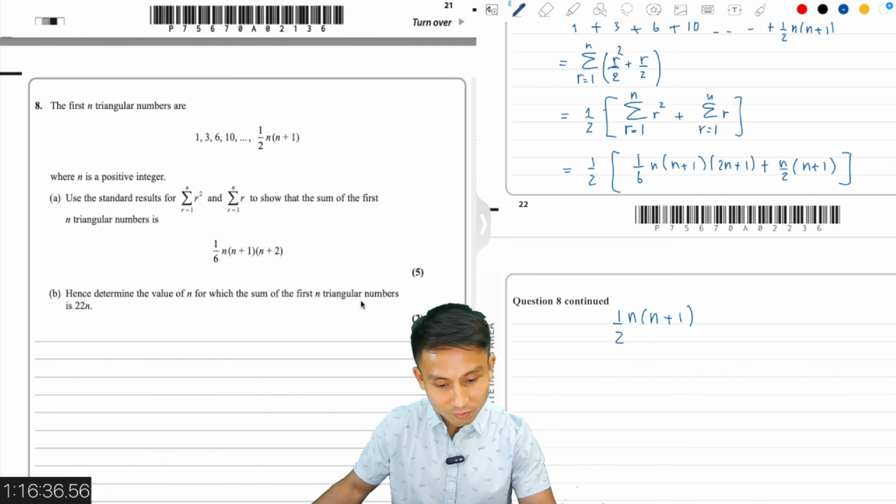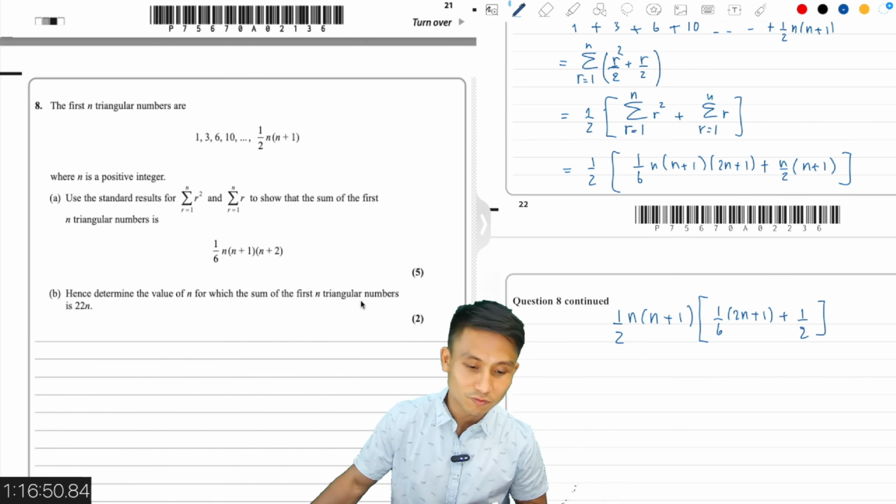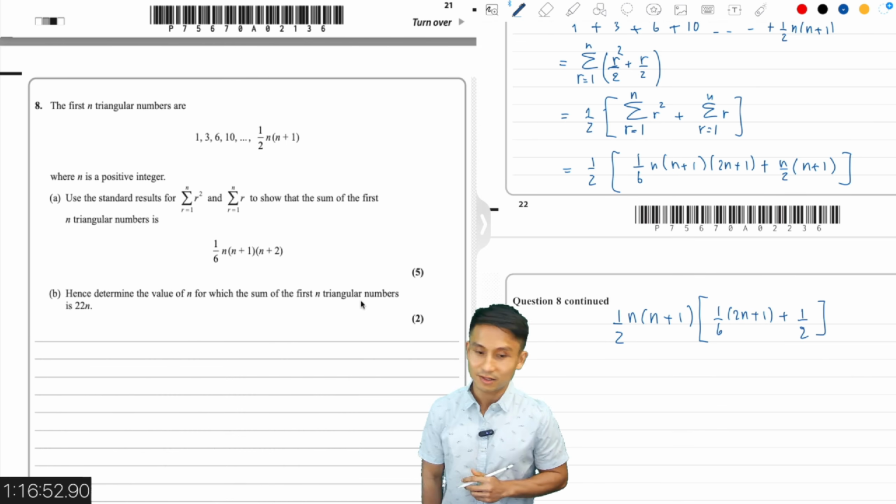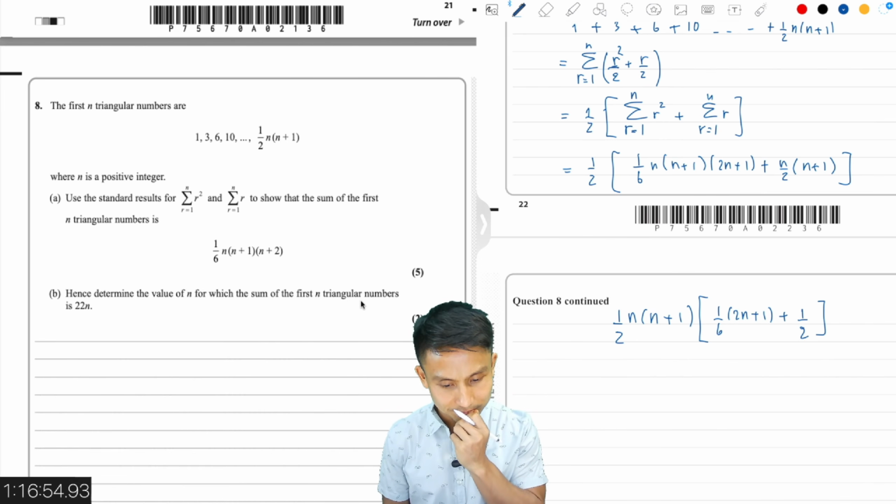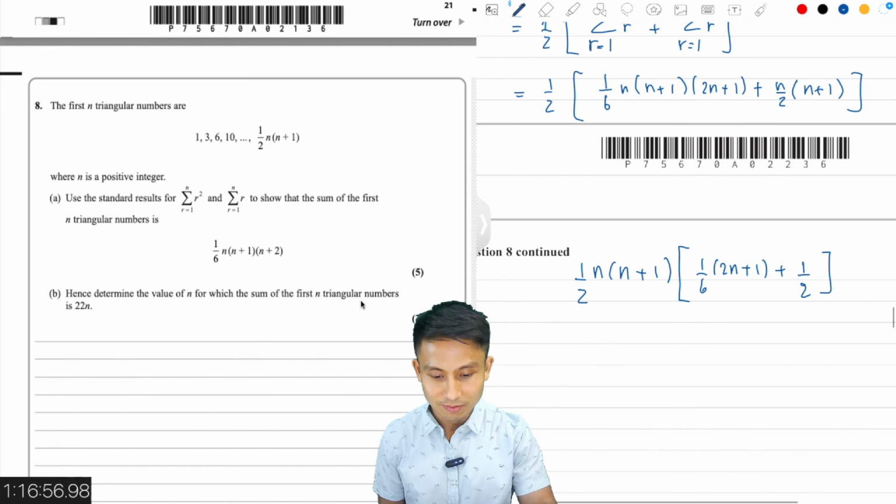So there's a 1 over 2 there already outside. So I have 1 over 6 still. This is 2n plus 1, plus, because that's all taken out, right? All I'm left with is 1 over 2 there, the only thing left in there. So that's it, and we simplify the brackets.